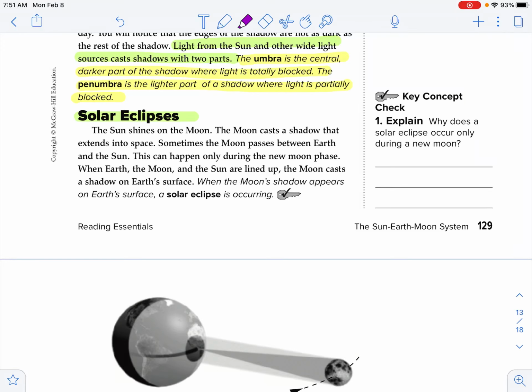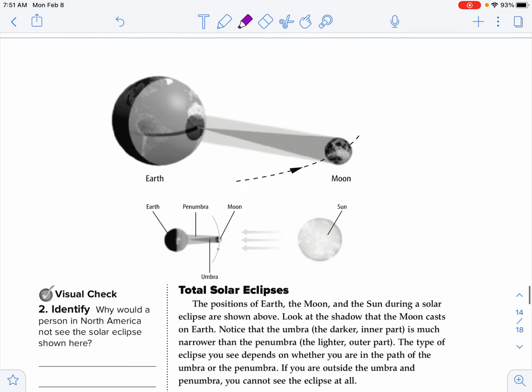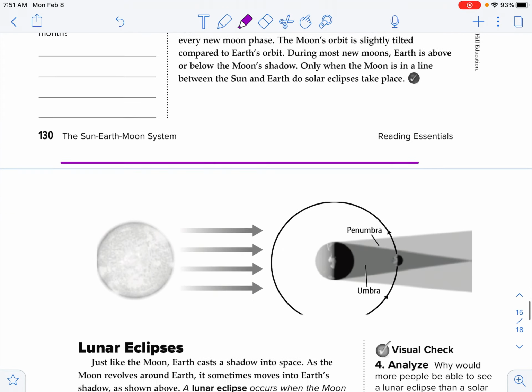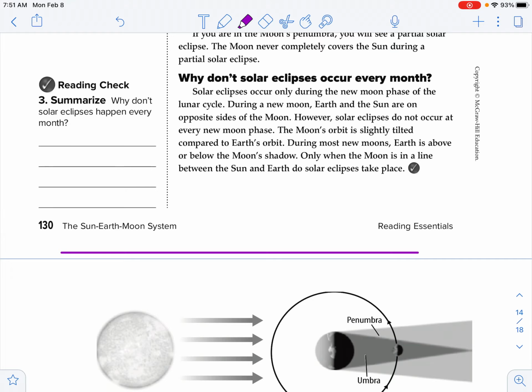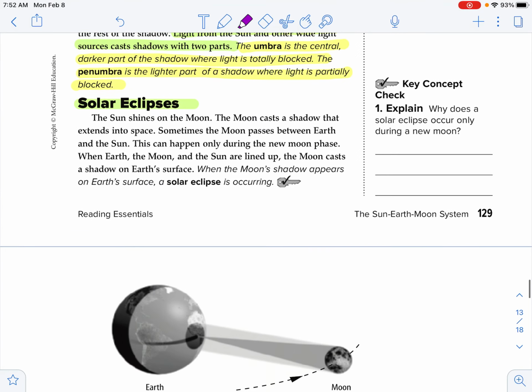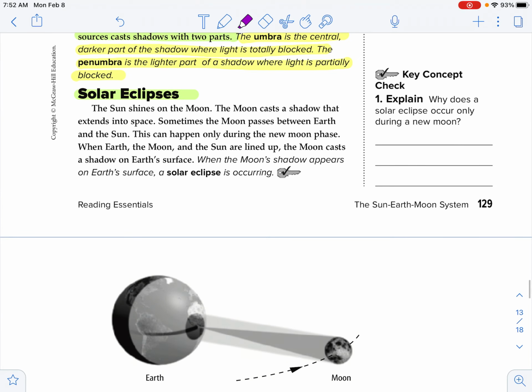Alrighty, guys, let's go ahead and read this section on the solar eclipse. We have it marked in green in our reading essentials. If you want to scroll down and draw your line right there, that is where we will read through today, okay? So the sun shines on the moon.